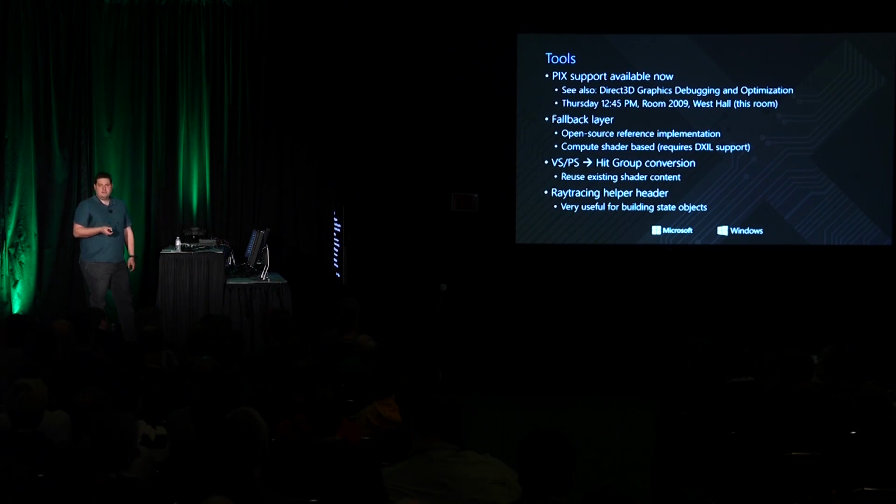Finally, we have a tool called VSPS to hit group conversion. This allows you to take a pair of vertex and pixel shaders and convert them into a hit group, so you don't have to completely reauthor your shaders into proper hit shaders. This tool is not in the SDK yet, but we're hoping to ship it soon. Finally, we have the ray tracing helper header. Something to keep in mind about state objects is that they're extremely verbose. The ray tracing helper header, which will probably be integrated into D3DX12 eventually, is for now a separate header, but you should definitely use it when you're constructing your state objects. It gives you a much tighter binding of the ray tracing pipeline representation, so it's much easier to program to than the native API.